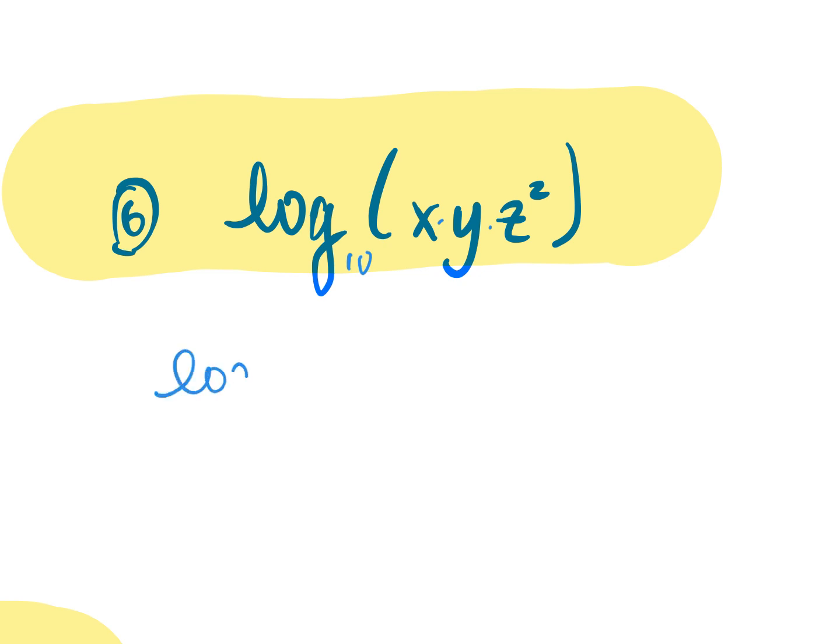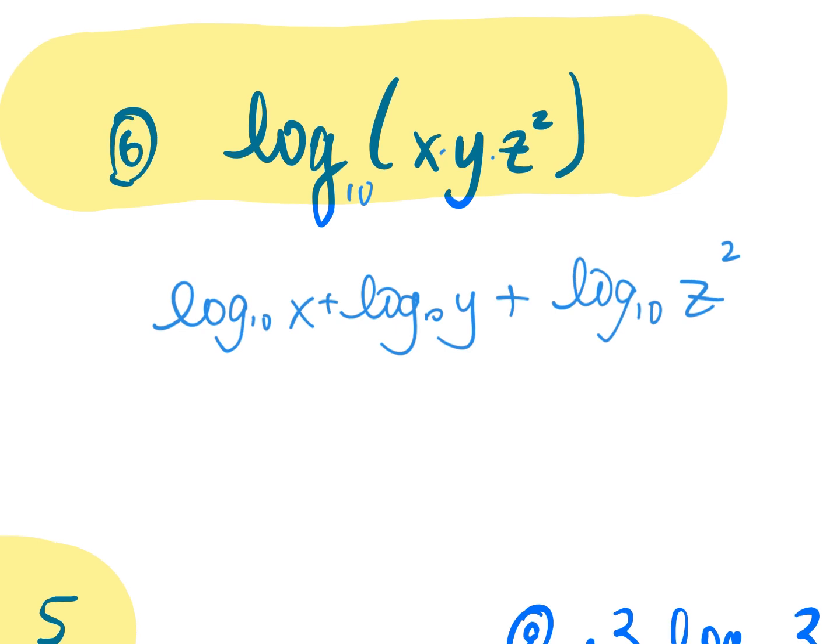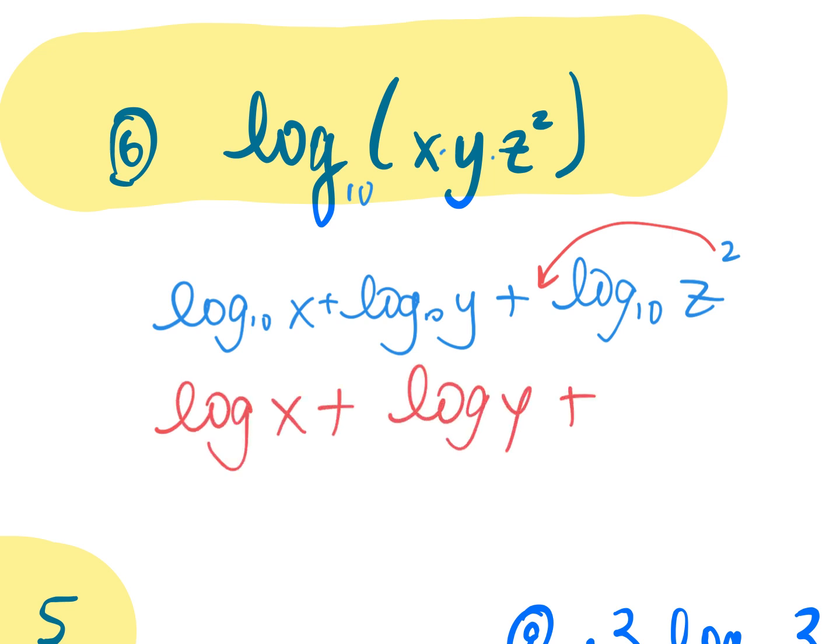When we expand, what does multiplication become? Addition. So I'm going to rewrite this as log 10 x, sorry, I forgot my plus, plus y plus what? z to the second. Am I done expanding? Is that as expanded as I can get it? No. What do I need to do? The 2 needs to come in front. Exponents become coefficients. So this would be just log x plus log y plus 2 log z.